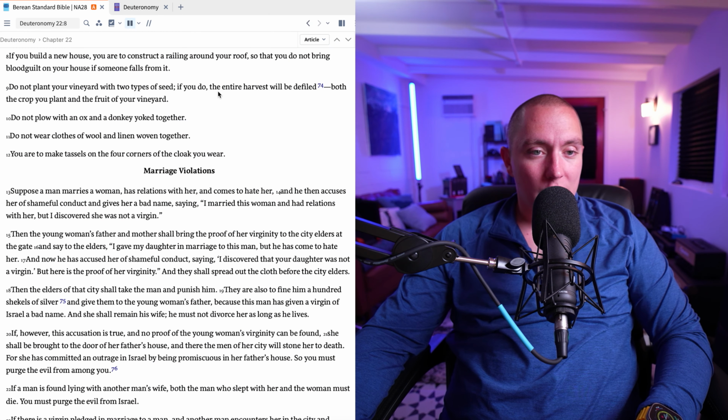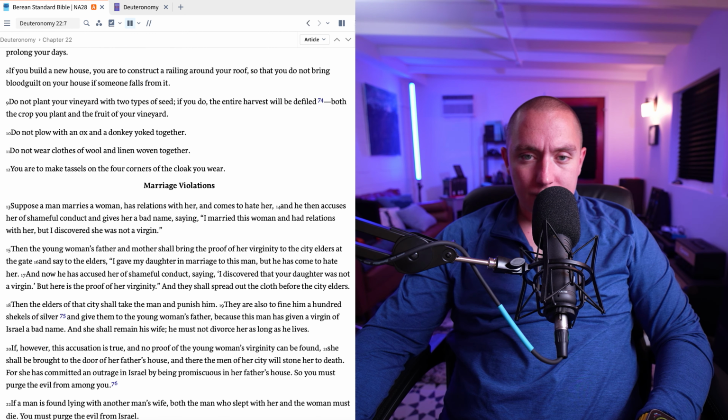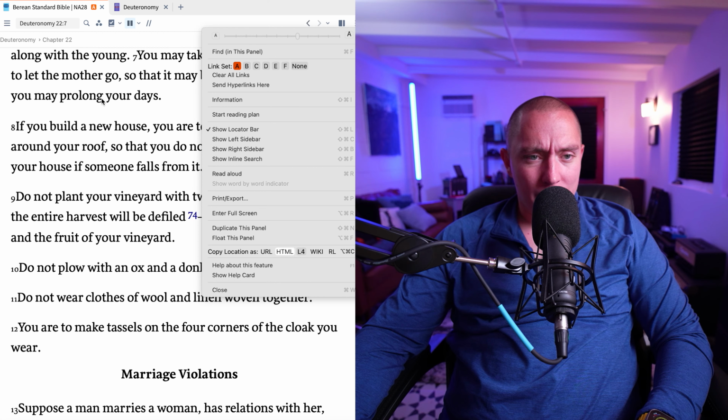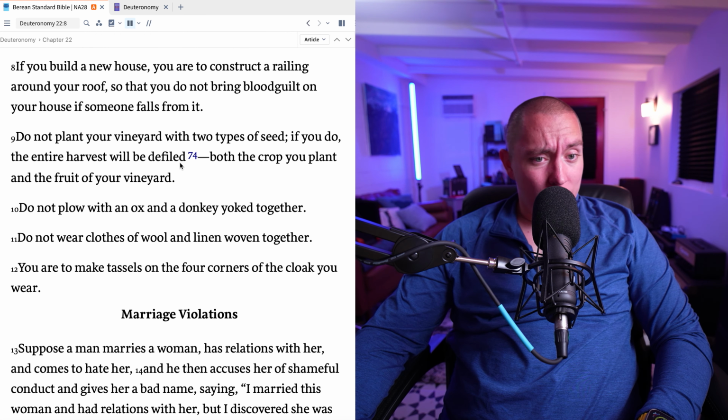So this is what it says. If you build a new house, you are to construct a railing around your roof so that you do not bring blood guilt on your house if someone falls from it. So that's a very specific command. But we don't do this today. Should we do this today?